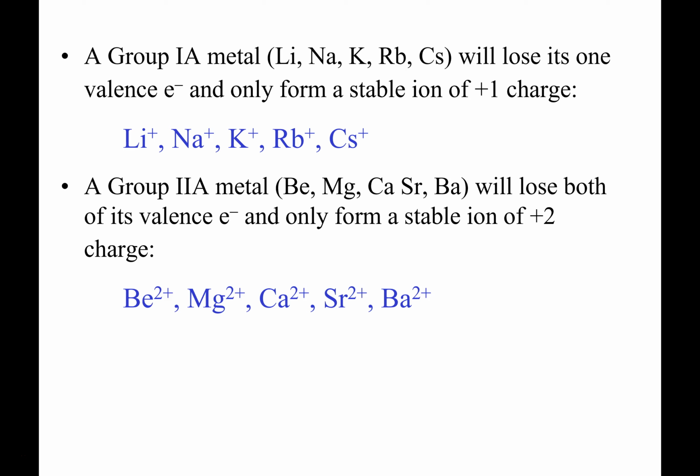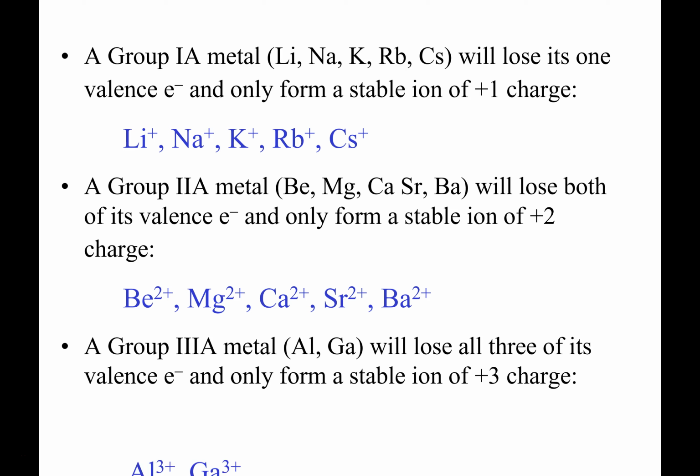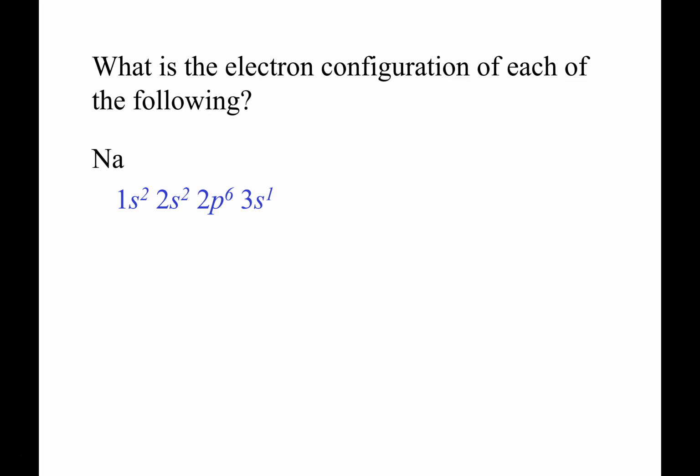Skipping over to 3A, skipping the B elements, going over to 3A under the jag, these guys would be a +3. I guess I've only got 2 listed there, I don't know. But for sure, aluminum, gallium, indium, and thallium, I don't ever worry about them doing something different. They form a +3, kicking off those 3 valence electrons.